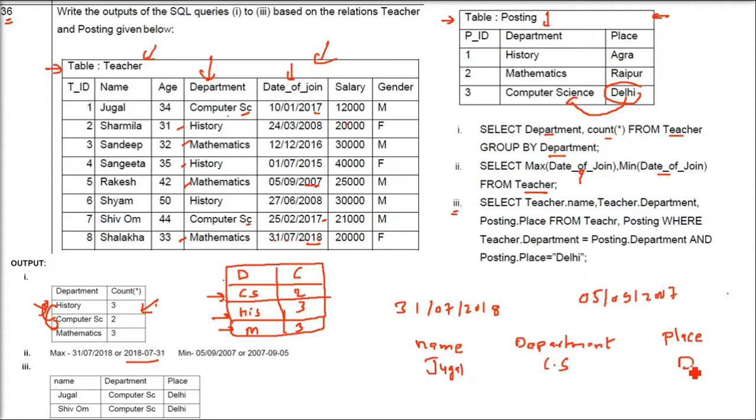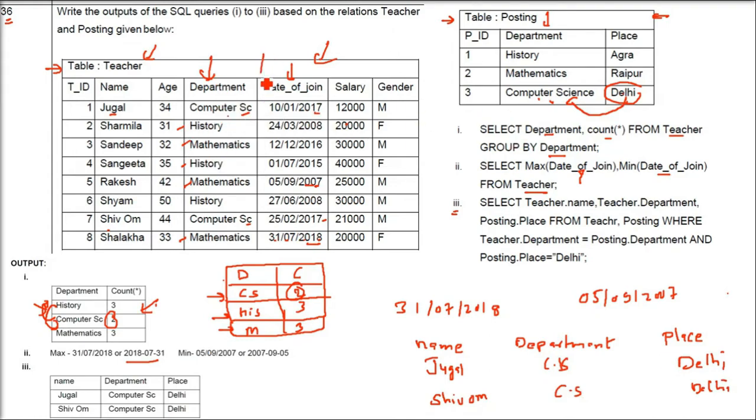So Jugal is the first one. Delhi, computer science, Jugal. Computer science we are relating with Jugal, and then again Delhi, computer science. Now whichever is the other name for computer science we have, because there are two entries of computer science. So we have CS and Shivom. So the name will be Shivom, and this department and place will remain the same. Delhi computer science will never change because it is coming from posting.